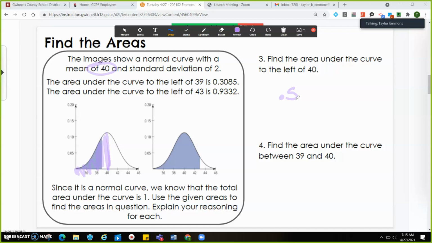Find the area under the curve between 39 and 40. Okay, so if we know that this is the area under the curve for 39, and we know that 0.5 is the area for 40, then what we're going to do is just subtract those two. And when we do that, we're going to get 0.1915.